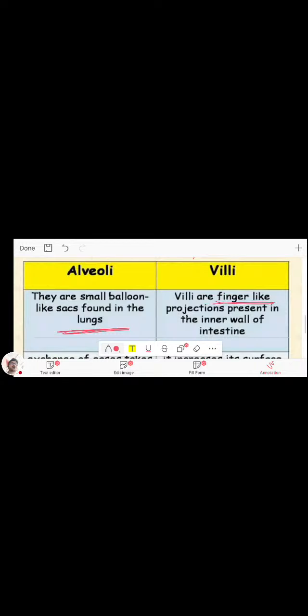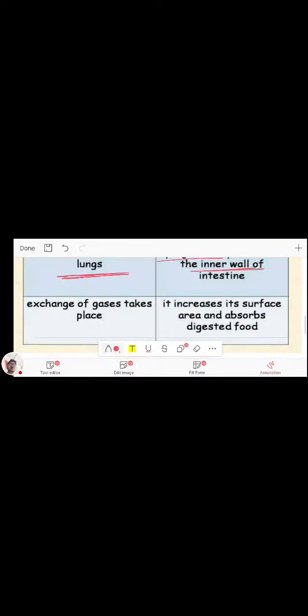Villi are finger-like projections present in the small intestine. In alveoli, exchange of gases takes place. Villi increase the surface area and absorb digested food.